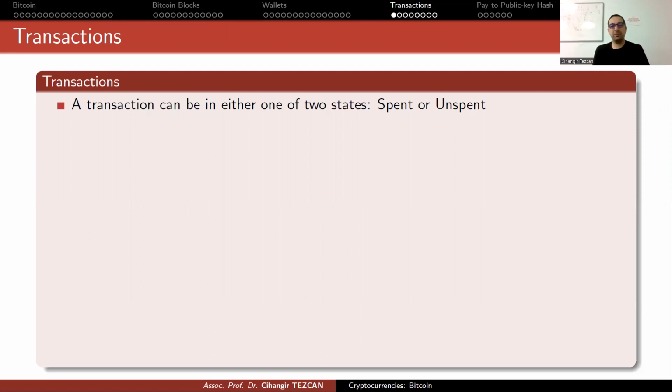A transaction can be in either one of two states, spent or unspent. This is important because this is actually the main difference between the Bitcoin blockchain and the traditional database. In a traditional database, for instance, think about your money in your bank. If you transfer 100 Turkish liras, they just subtract that amount of money from your total balance. But in Bitcoin, you don't actually have a total balance.